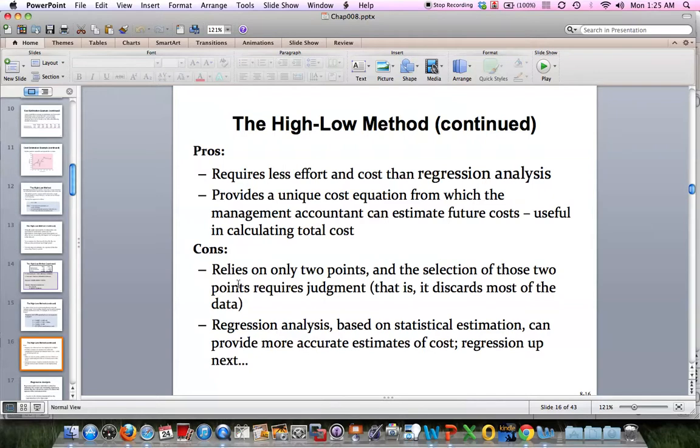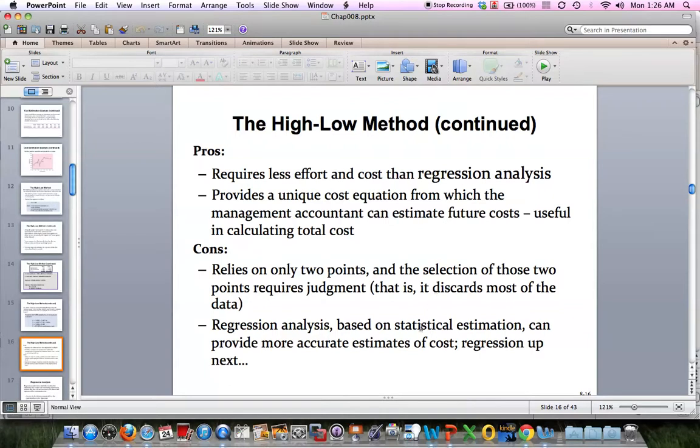The cons: it relied on only 2 data points, the highest and the lowest, and those data points required some judgment because we discard most of the data, right? Out of 14 pieces of information, a cost and an hours for 7 months, we threw out all but 4. So we didn't use all the data.